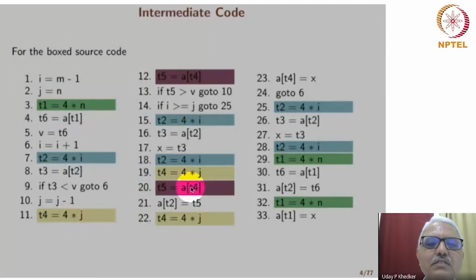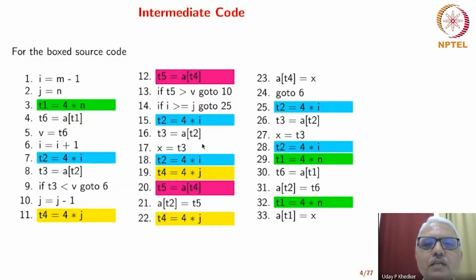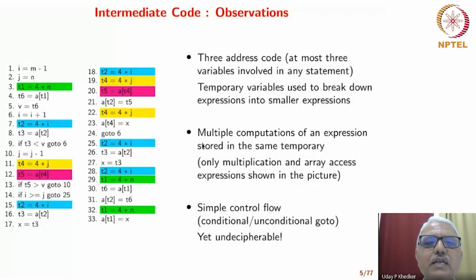Then we have this pink color, which represents dereference of the array with T4. Everywhere we have T5 is equal to T4. The reason why we have done so is that we're just trying to show that multiple computations of an expression are stored in the same temporary. There are multiple occurrences of the same expression, and we are storing them in the same temporary.